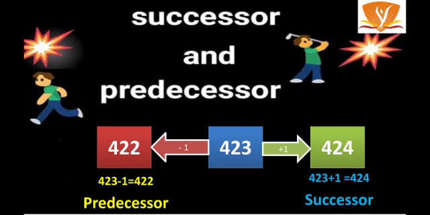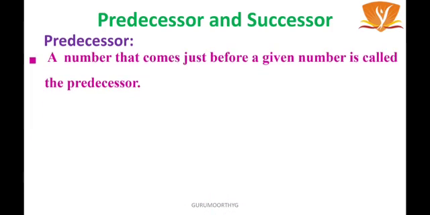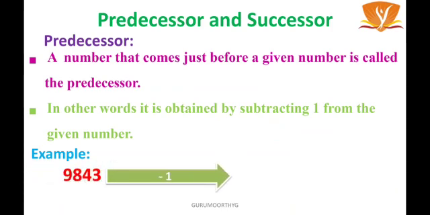The number that comes just before a given number is called the predecessor. In other words, it is obtained by subtracting 1 from the given number. One more example, 9843. The predecessor is 9842.